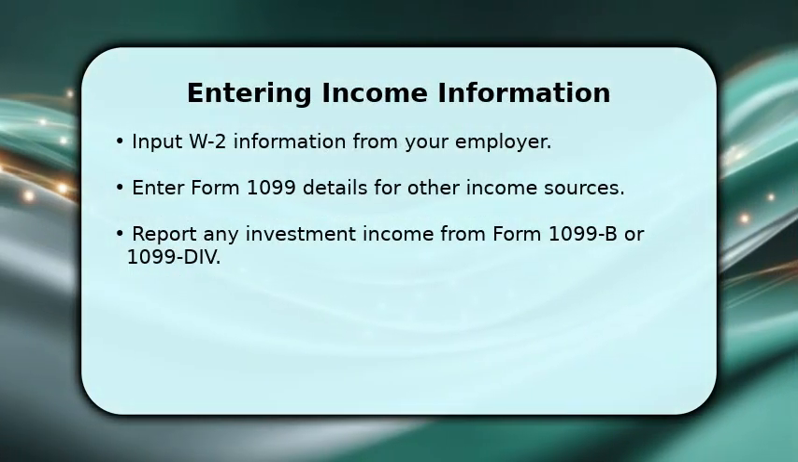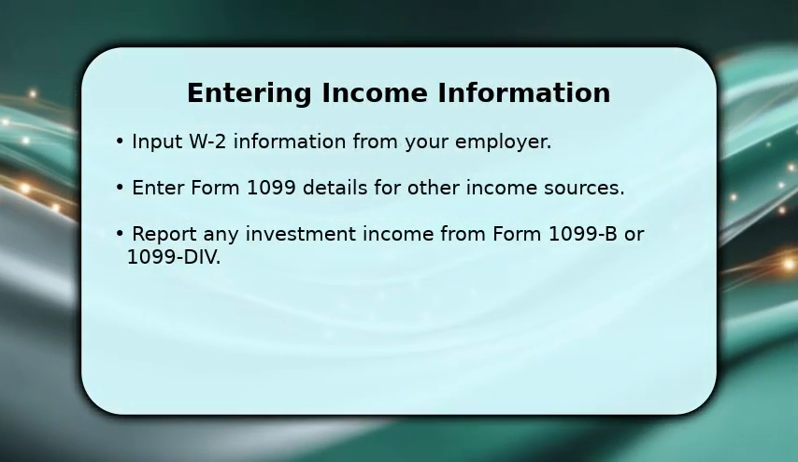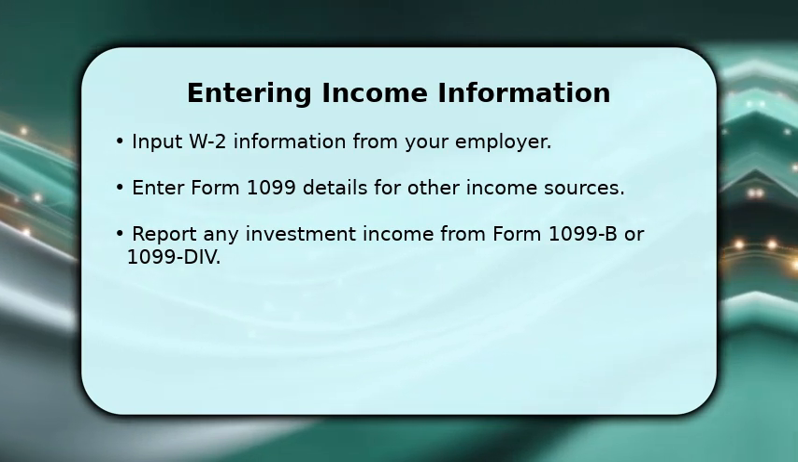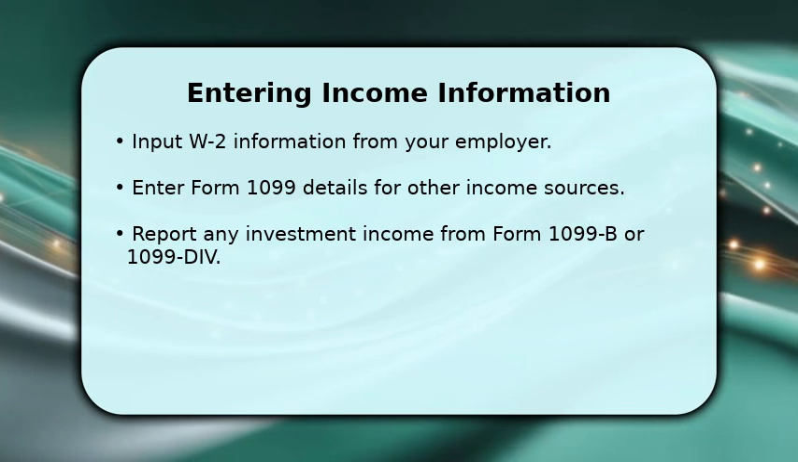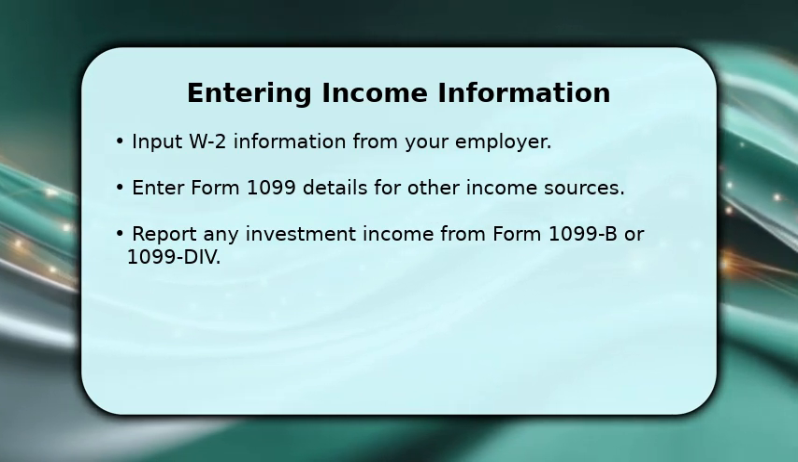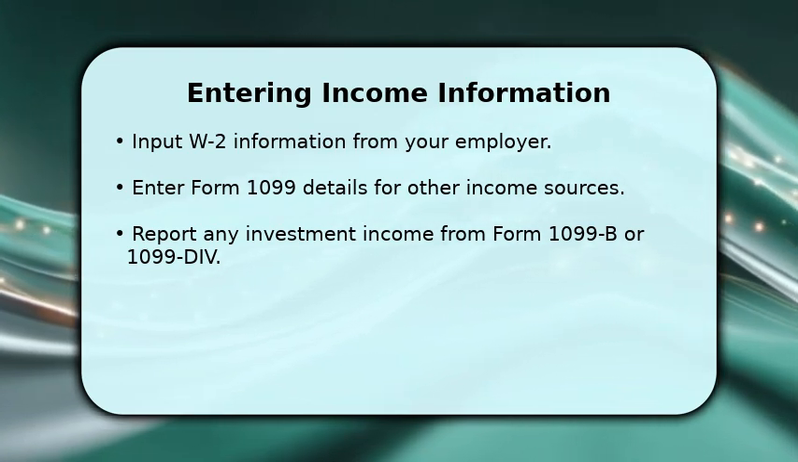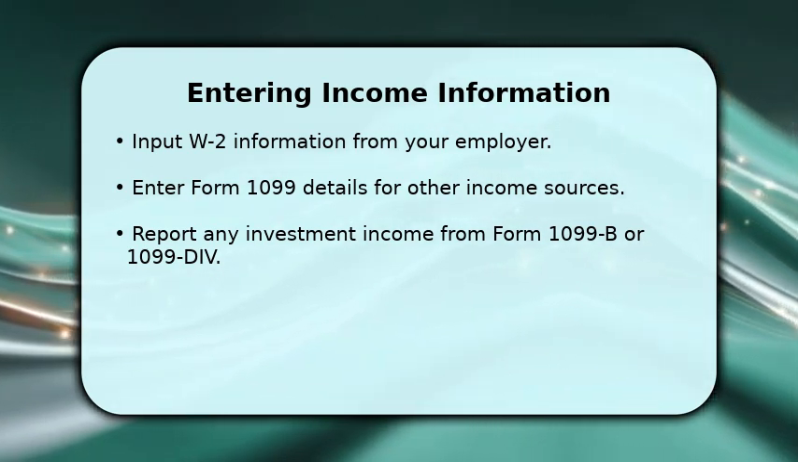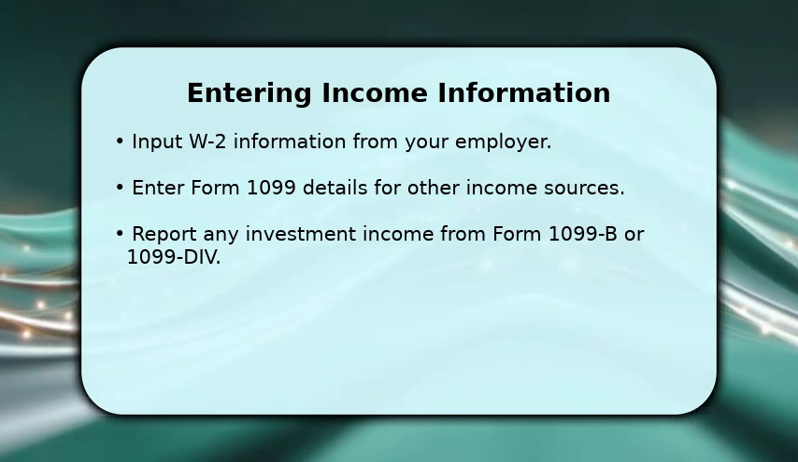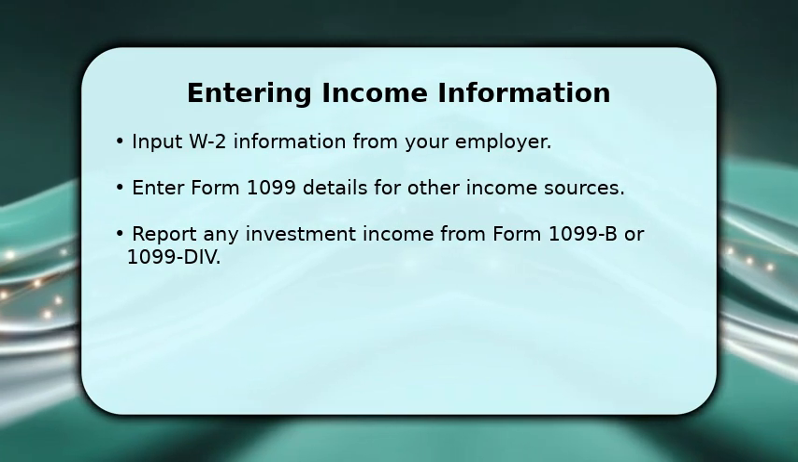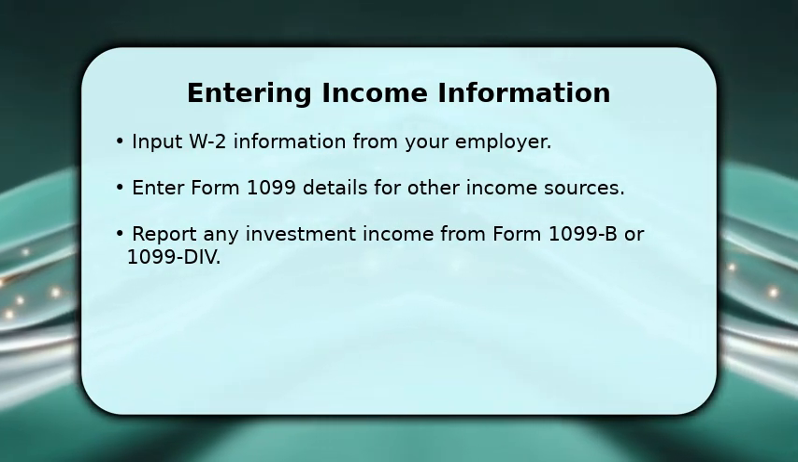Next, accurately enter all your income details. Start by inputting your W-2 information from your employer, which is usually straightforward. For other income, like freelance work or interest, enter the details from your Form 1099. Don't forget to report any investment income from forms such as 1099B or 1099DIV. TurboTax guides you through each step, making sure nothing is missed.